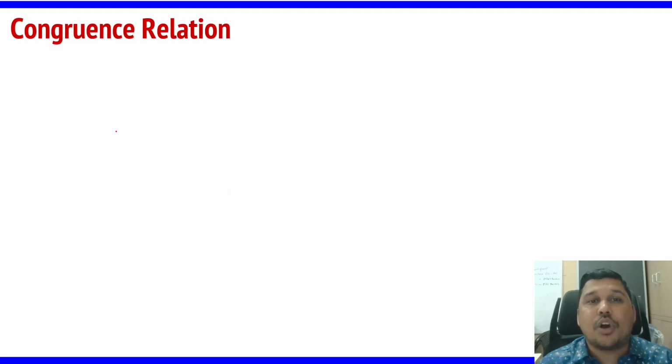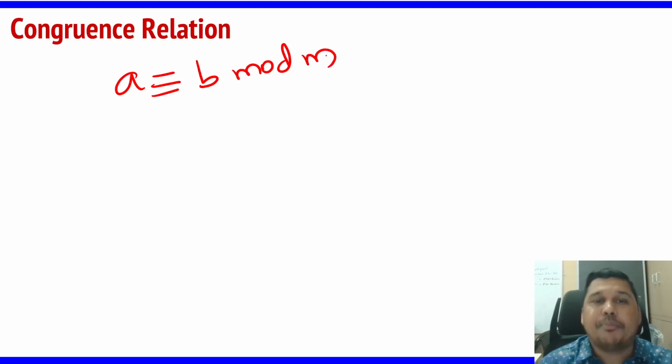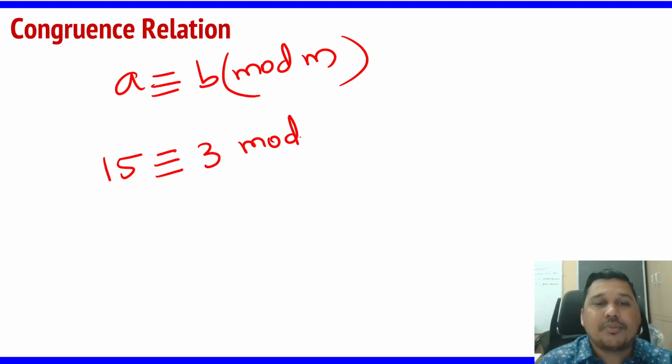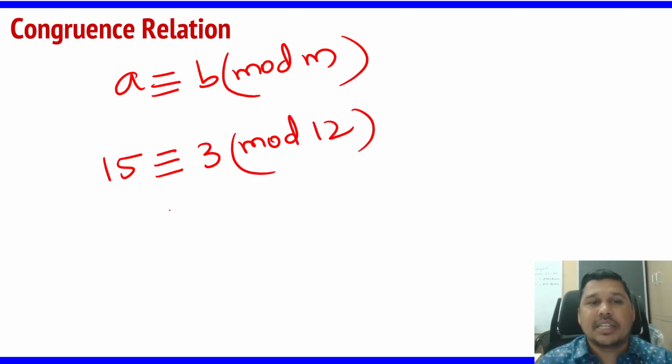Next, the next concept is the congruence relationship. What is this congruence relationship? A congruence relationship is an equation like this: A is congruent to B mod M. If I write here 15 is congruent to 3 mod 12, see this example. What is the meaning of this statement? If you divide 15 by 12, the remainder is 3. It is one way of writing that 15 divided by 12 gives remainder 3. So we represent it like this.